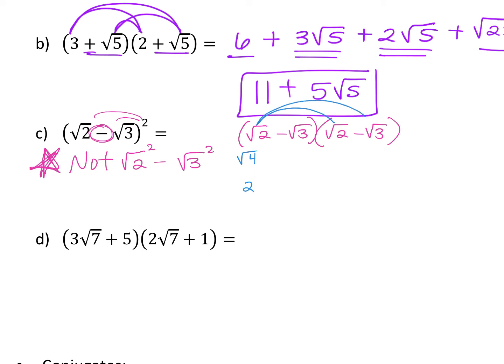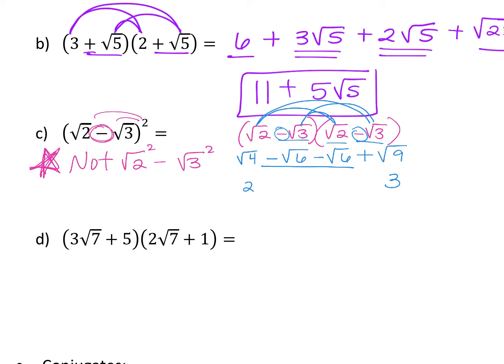The square root of 2 times the square root of negative 3 is a negative rad 6. Then inside is the same thing. Negative rad 3 times rad 2 is a negative rad 6. And then your last, be careful here, you have a negative and a negative. So when you multiply those together, it's going to be a positive. Rad 3 times rad 3 is rad 9, or again, you can just call that 3.